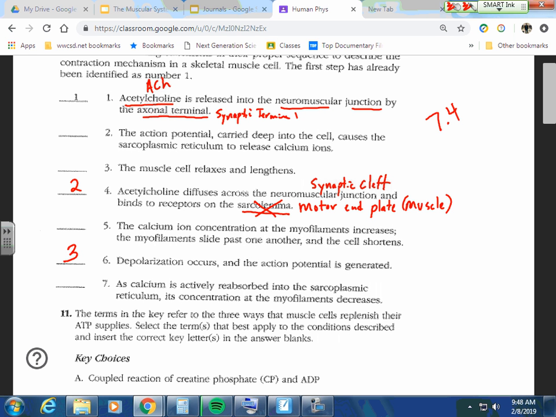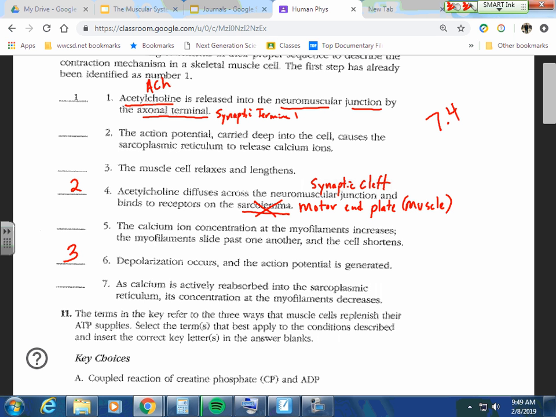All right? So what happens is when the sodium ions go across, we no longer have this buildup of positive charge and negative charge, so they call that depolarization, which causes the action potential to go through the muscle.